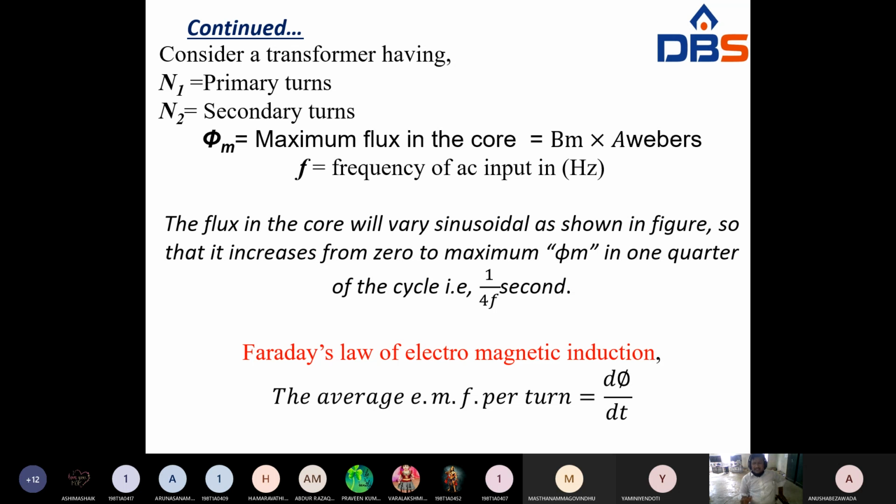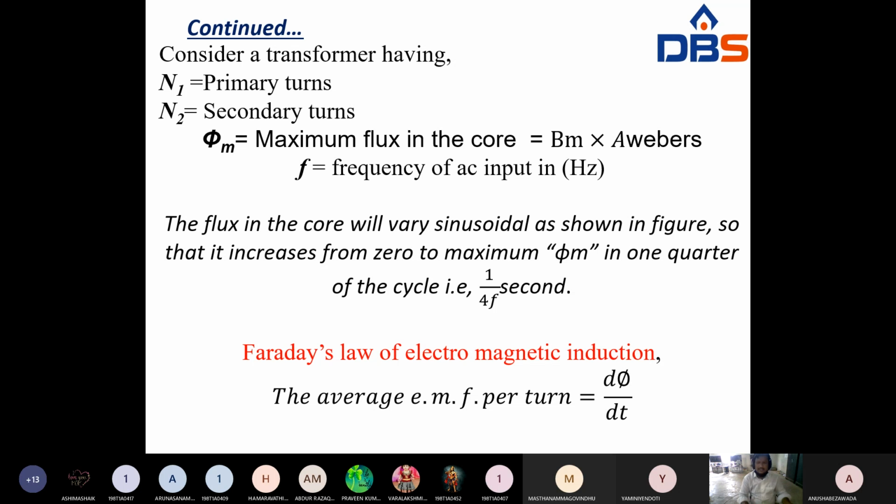Now according to Faraday's laws of electromagnetic induction, what is the equation of EMF induced in a conductor? E proportional to d phi by dt, same as DC generator, where d phi is nothing but change in flux, dt is nothing but change in time. There the change in flux is phi m minus 0, that is phi m. But there the number of poles, P number of poles producing the flux, that's why we took P phi N by 60, that is P phi N by 60.